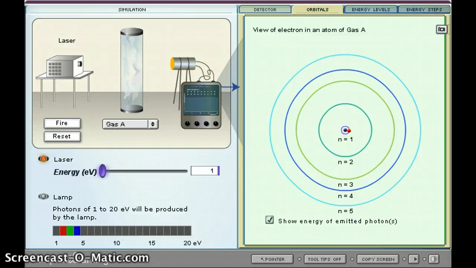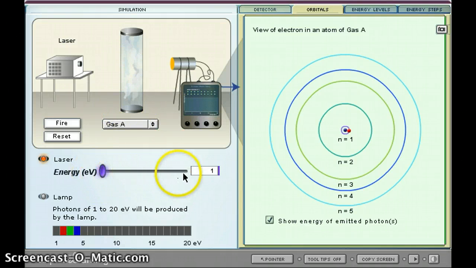This is a simulation of the kinds of experiments that scientists were doing at the beginning of the 1900s to try to determine what the arrangement of the electrons in an atom was. So here's a laser, and it's going to be shot at a sample of gas, which is inside a glass chamber. And then we have a detection system over here so we can see what kind of light is given off by the atoms inside this gas.